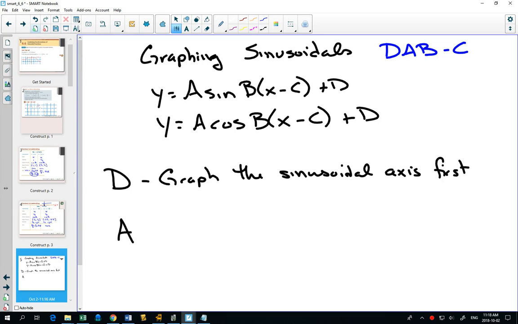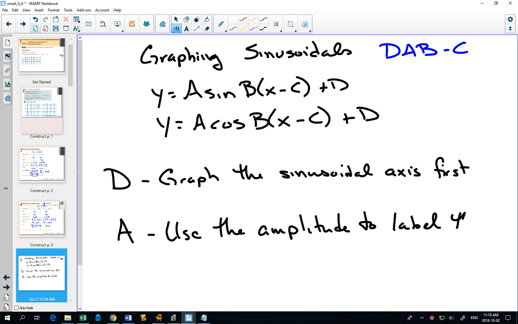Next is our A value. Our A value in our sine and cosine graphs stood for our amplitude. So we are going to use the amplitude to label the max and minimum y values. Because you can use your center line and go up from your center line with your amplitude and down from your center line with your amplitude.